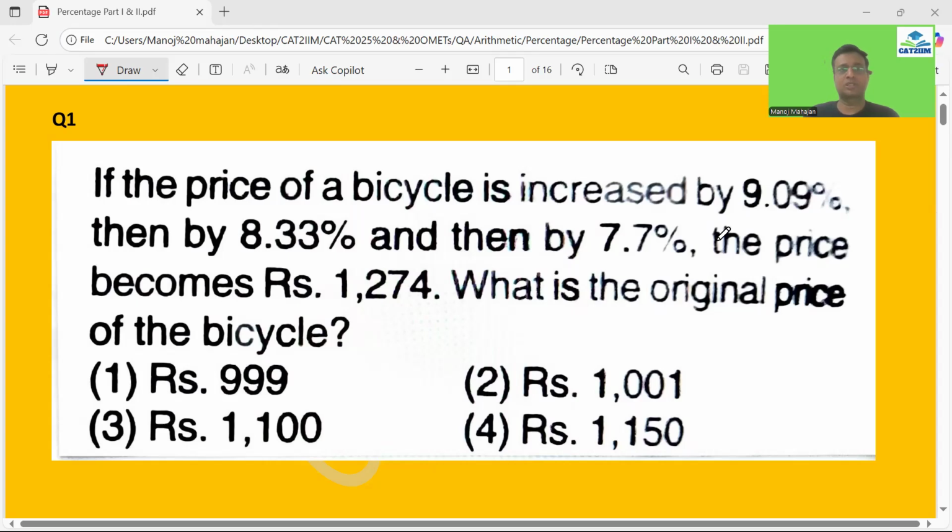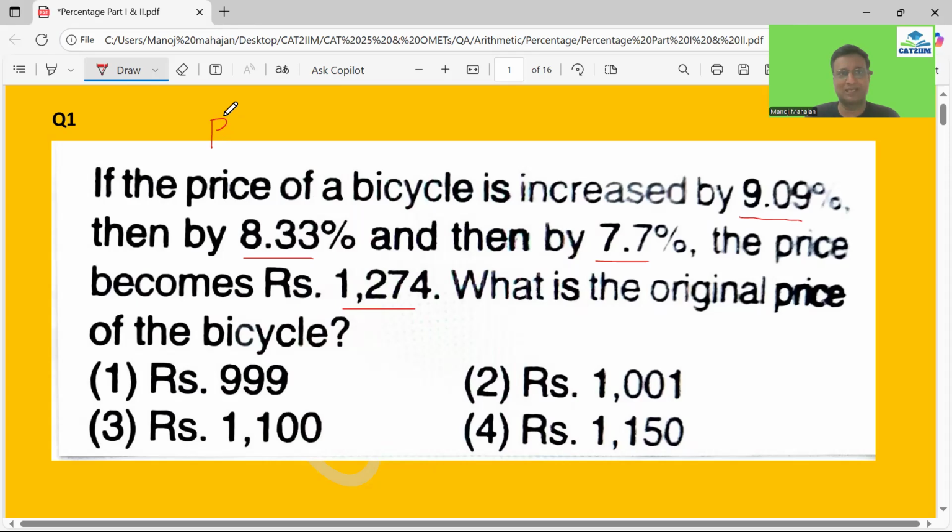The question says, if the price of the bicycle is increased by 9.09%, then by 8.33%, and then by 7.7%, the price becomes 1274. What is the original price of the bicycle? Now, when you have more than two successive changes, it is advisable to use the concept of multiplying factor, as we learned in percentage 1 class. Try to avoid triplets. So let's have a look at the solution.